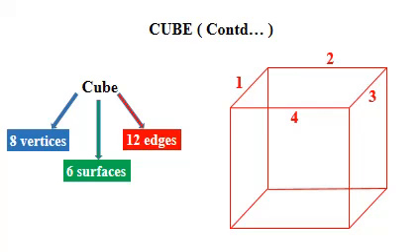Now let's count the vertical edges of a cube. So this is the 5th one, 6th one, 7th, and 8th. Now let's count the horizontal edges of the lower surface of a cube. 9, 10, 11, and 12. So we have 12 edges in a cube.